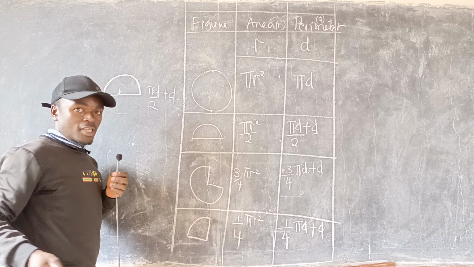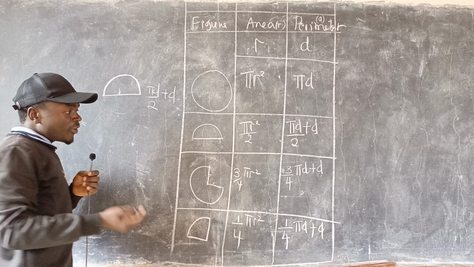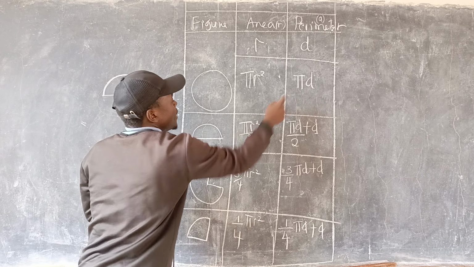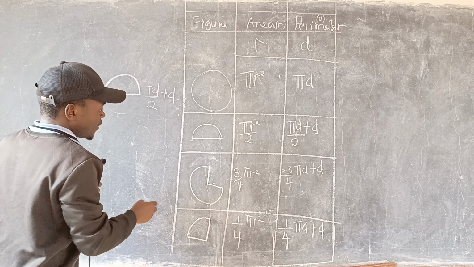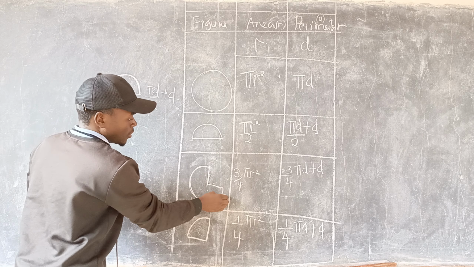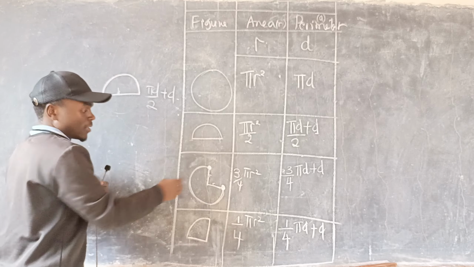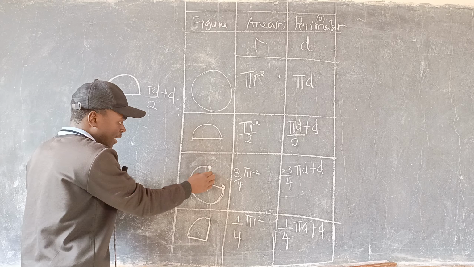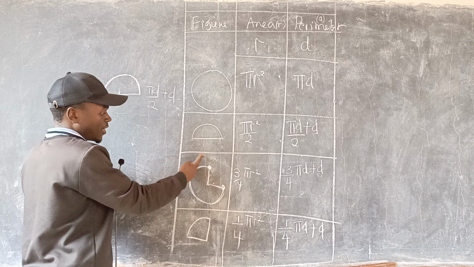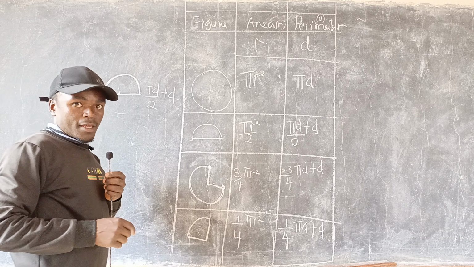Now let's go here to three-quarter. Three-quarter of a sector is the same. We know it is three-quarter of pi D. So three-quarter of pi D is only from here to here. What about this? This is R plus another R, which gives us D. That's why it is three-quarter of pi D plus D. We got it from here.